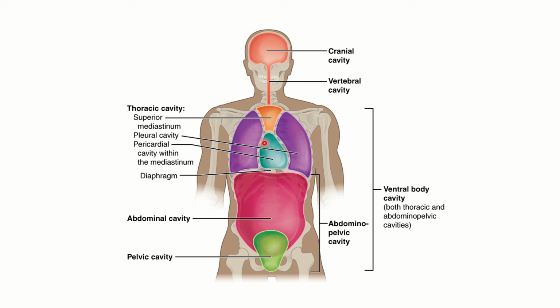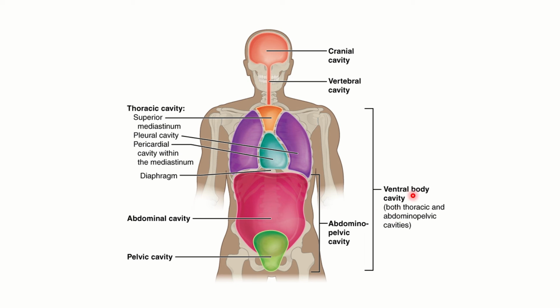You have two lungs, and they are located in the pleural cavities. So each lung is surrounded by pleural cavities. So pleural cavity, pericardial cavity, the superior part of mediastinum, all of them are inside the thoracic cavity. Thoracic cavity is separated from the abdominal cavity by the diaphragm, which is a respiratory muscle and it's important for breathing. And then in the pelvic area, you have the pelvic cavity.